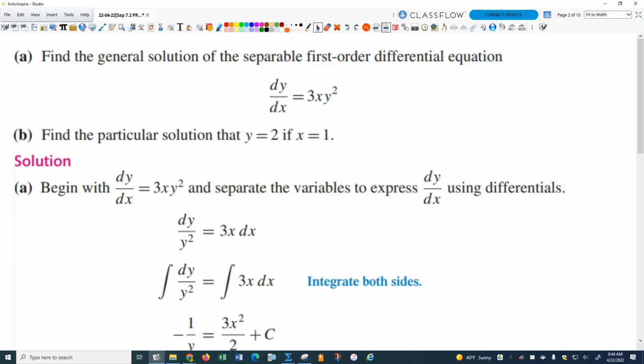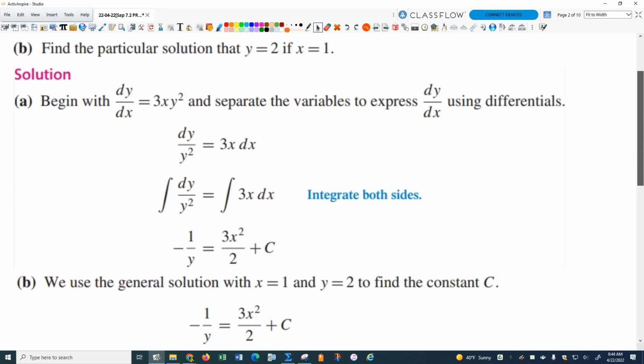All right, so let's do an example here. This one is pretty straightforward. I want to spend more time looking at the growth and decay stuff today. That's really interesting. So what about something like this? If I've got dy/dx equals 3xy squared, well, I can separate the variables here. They want us to find a general solution and then find a particular solution if we know that when x is 1, y is 2. Okay? So what would we do?